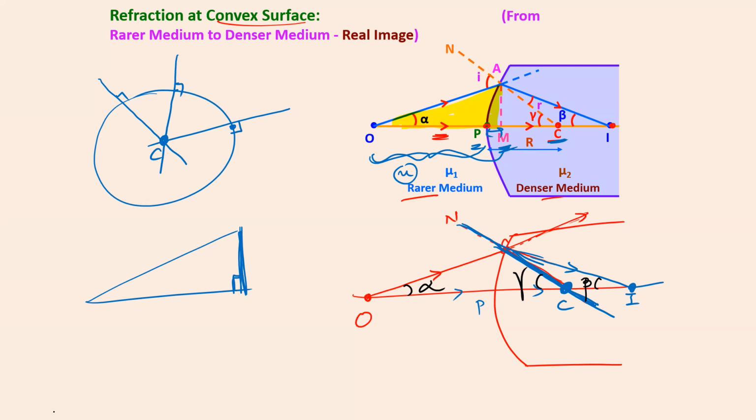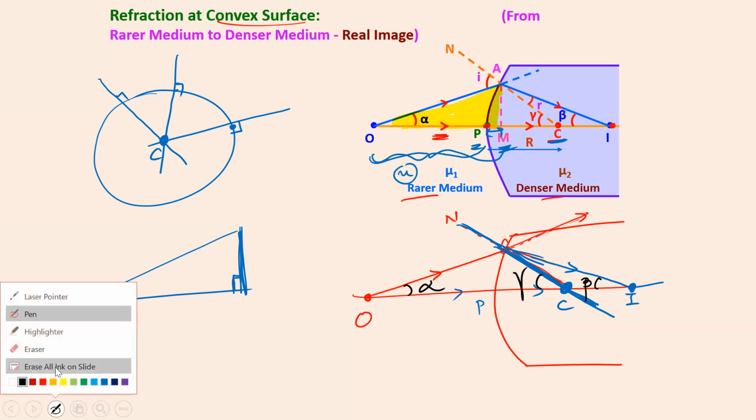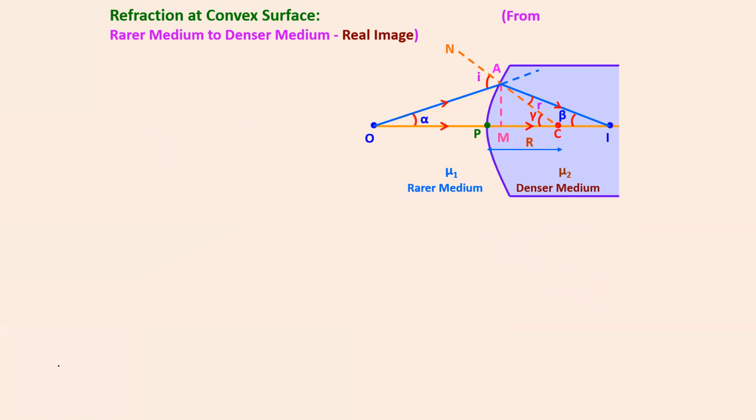I'm erasing everything, whatever I do. And this is your diagram, where C is the center of curvature R. This OP is the object distance U, and PI is the image distance V. We don't write further. First of all, for at least one derivation, I'm going to show you how to write the description. Full description we are going to write.